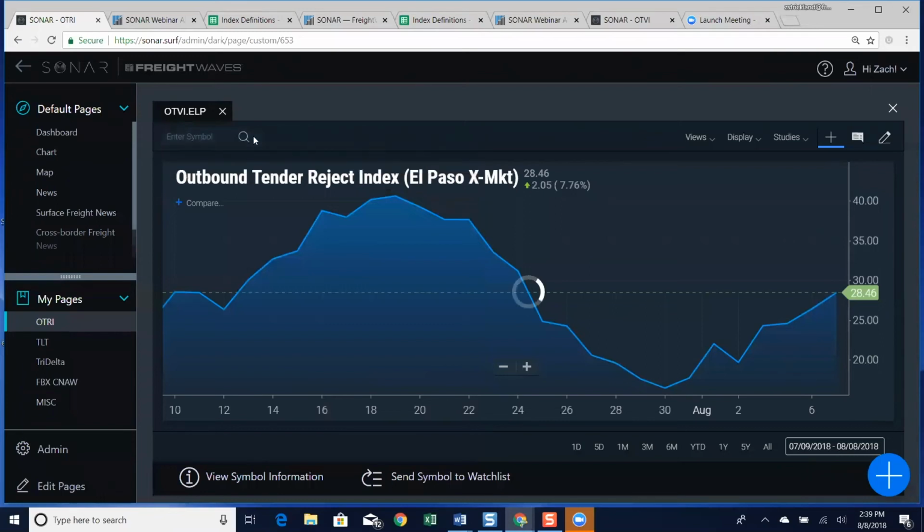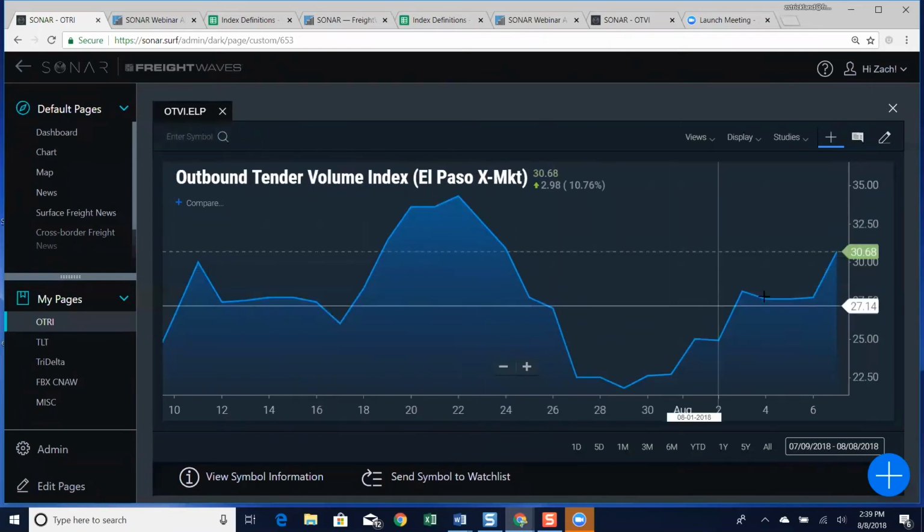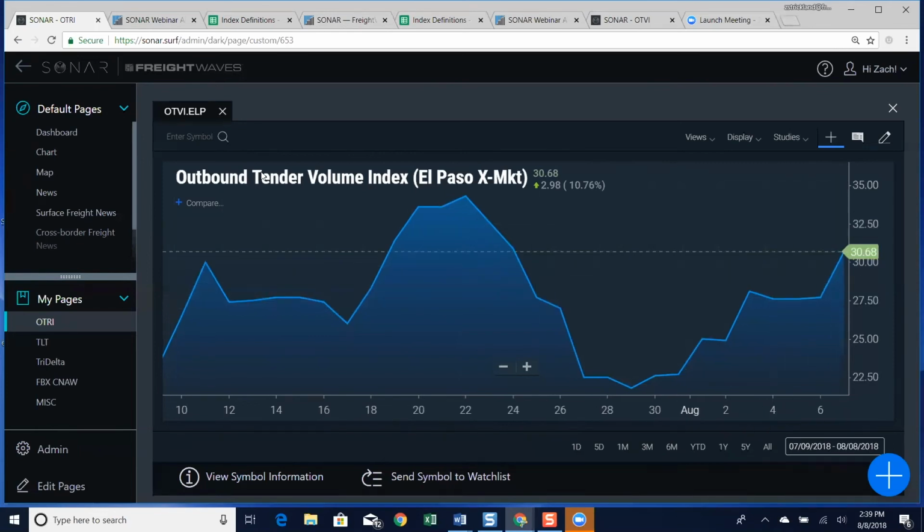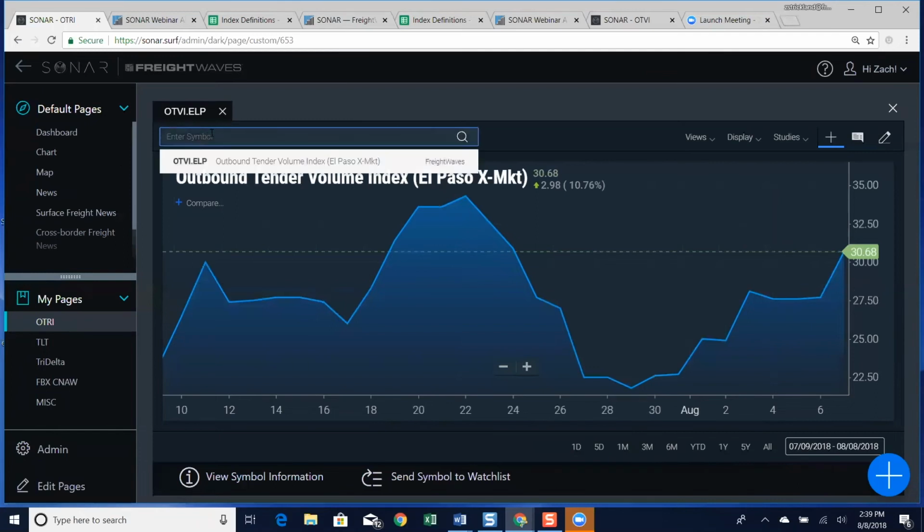But now we have the ability to see, well, there it is. So we've had significant volume change happening in the El Paso market. So now there's a lot more volume coming out of El Paso. Now, that would be step 3 of what I would do when evaluating this.